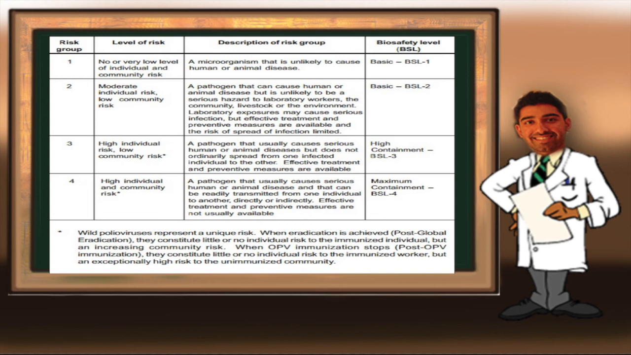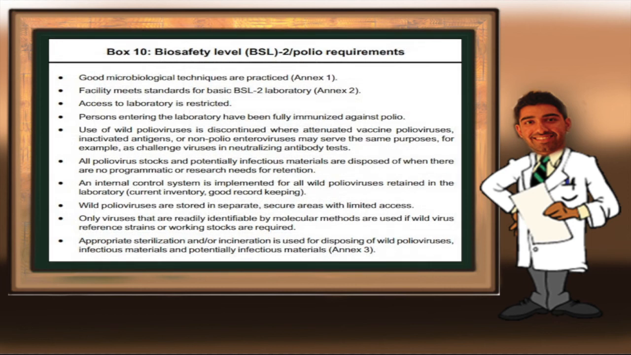Relative hazards are classified according to risk groups 1 to 4. Risk group 1 represents the lowest threat to the lab worker and the community, and risk group 4 the highest. When the biosafety levels increase, the requirements become more stringent, as shown on screen. As a result of near-global immunization through OPV and IPV, wild polio viruses are classified at a minimum biosafety level 2. This is recommended for all countries.